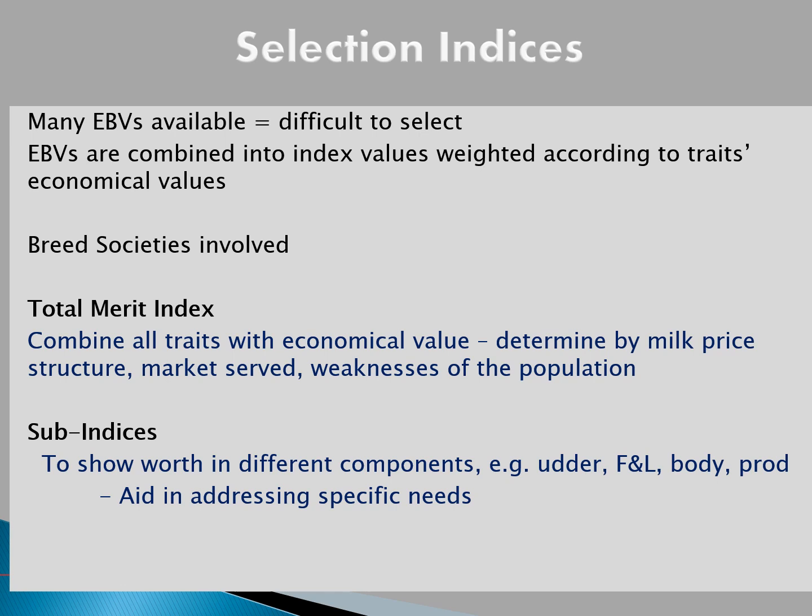Now, sub-indices are also constructed to show the worth of the animal for different components, for example, with regards to other traits, feet and legs, body conformation, and production itself, and the breeder can then use these sub-indices to do bull selection to address specific needs within his own herd.